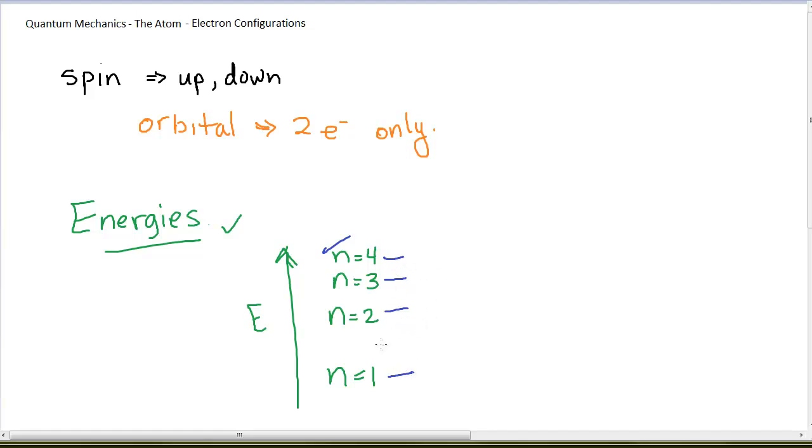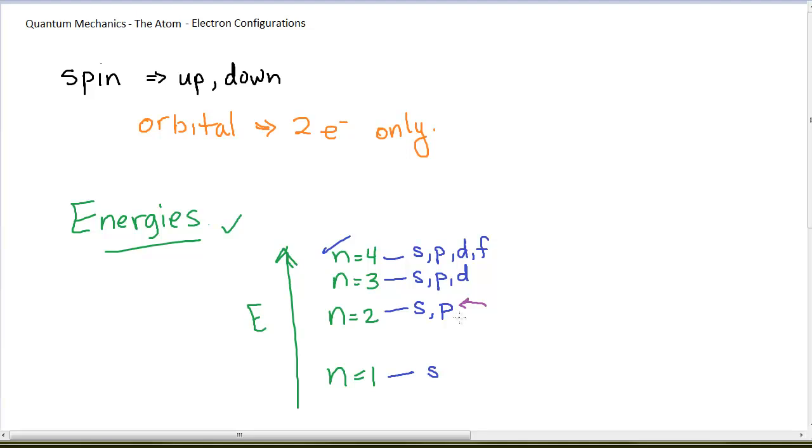And because of that, within each energy level, within each shell, there are subshells. When n equals 1, the only subshell is S. When n equals 2, there is the S and the P subshell. When n equals 3, there is the S and the P and the D subshell. When n equals 4, there is the S, the P, the D, and the F, and I could go on and on and on.